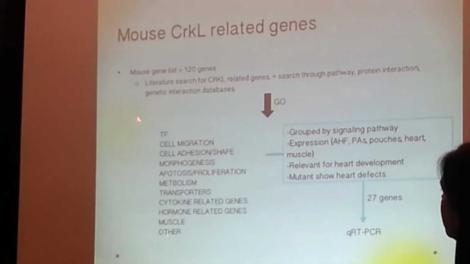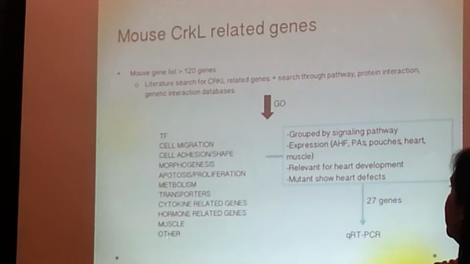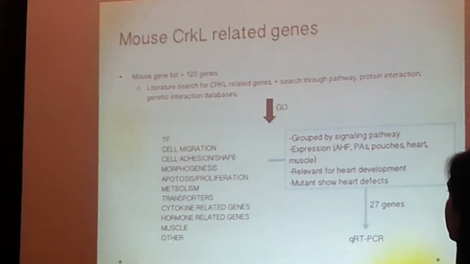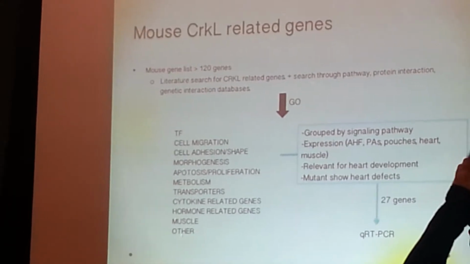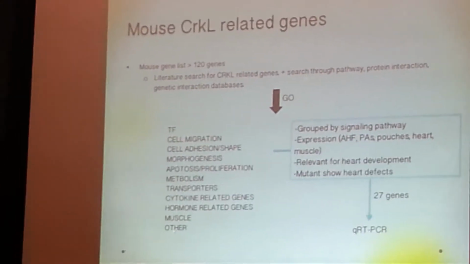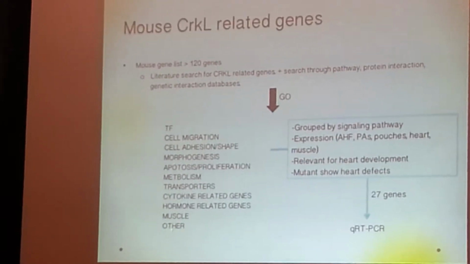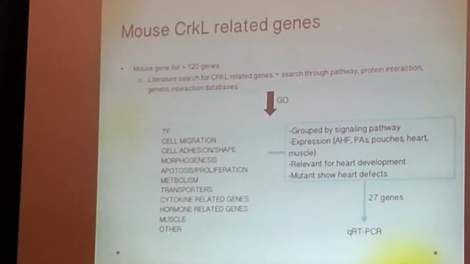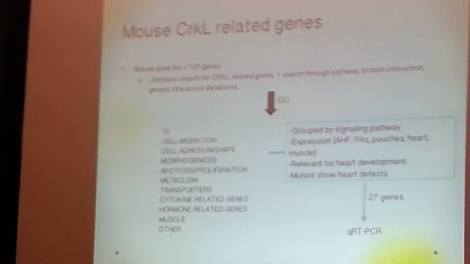So in this case, I went through the literature searching for all the Crkl-related genes. I searched through pathways, protein interactions, databases, genetic interactions, everything available. I pulled about 120 genes, and then with gene ontology, I grouped them. I studied each one of them very well, and I grouped them by signaling pathway.